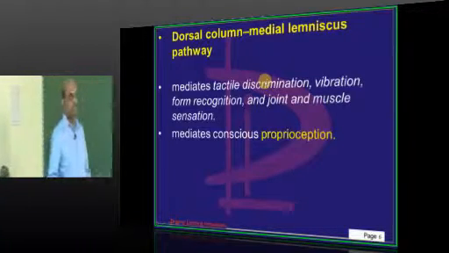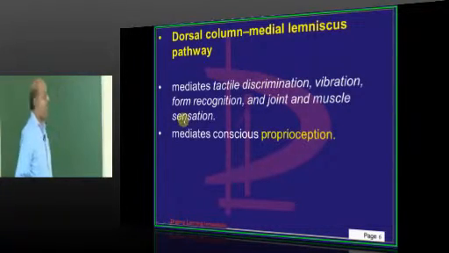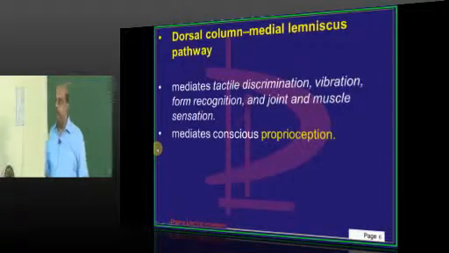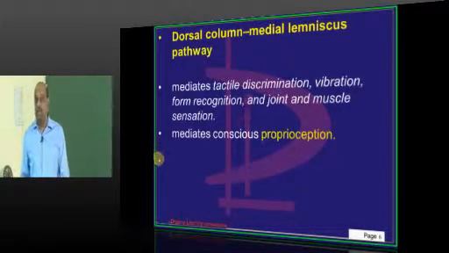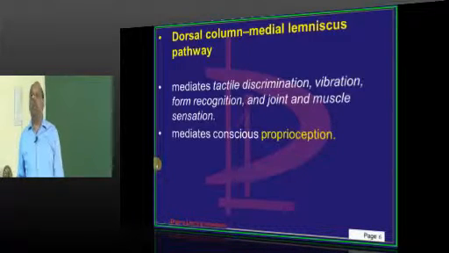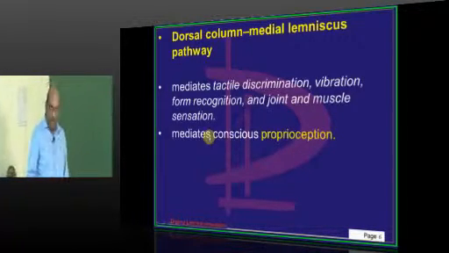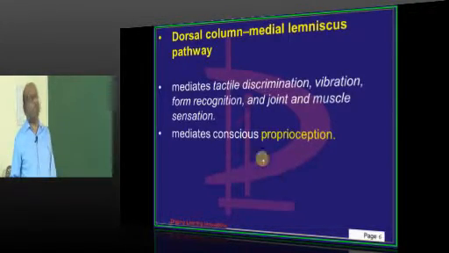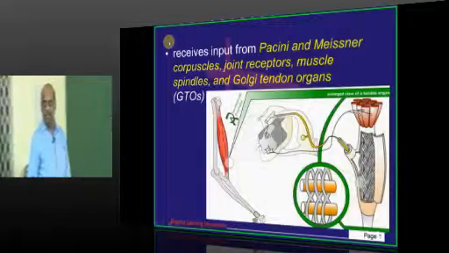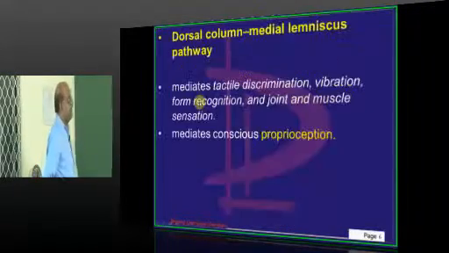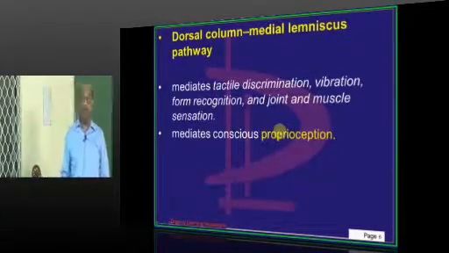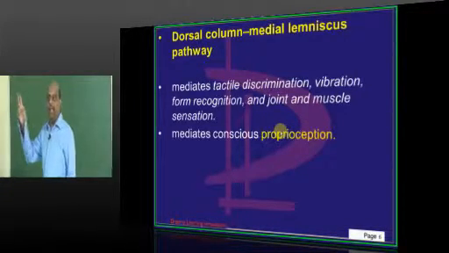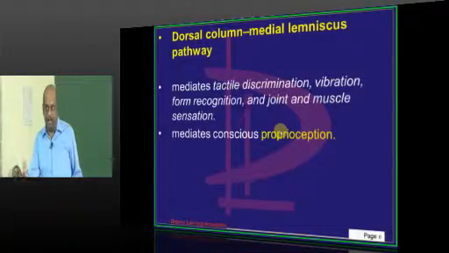Then vibration and form recognition. If I close your eyes and put a 10 paise coin, you must say, nowadays 10 paise is not there, a 100 rupee coin, you must be in a position to recognize what it is. Then joint muscle sensation also. And conscious proprioception is also conveyed by the dorsal column. There is one more type of proprioception. What is that called? Unconscious proprioception. Who carries that? We will take it up a little later.